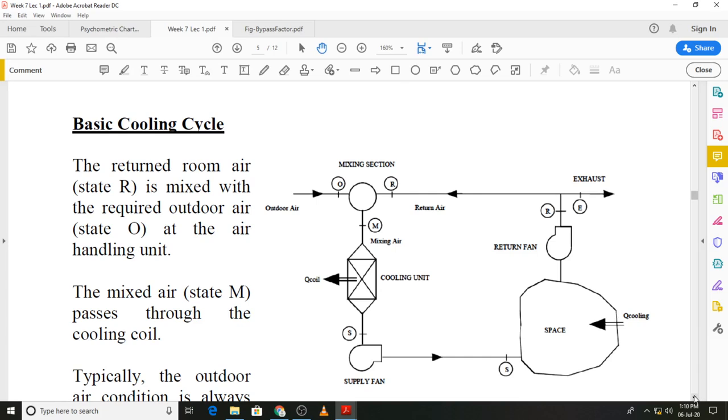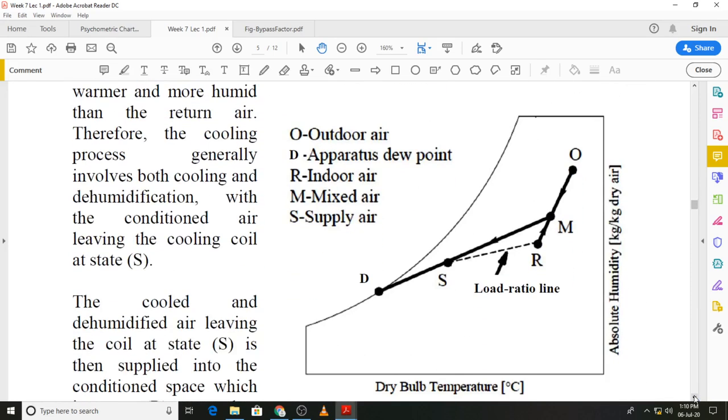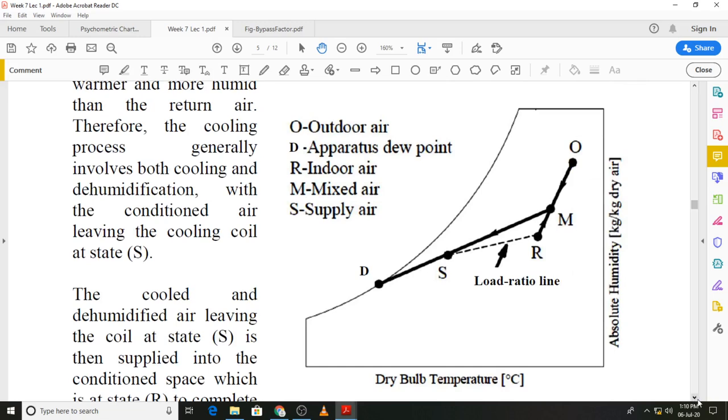Okay. And as we did before, we can then represent this on the psychrometric diagram, and you can see again we have shown those processes over here which combined together form the cooling cycle. If you look at the outside air, it's shown by state O, which is at a higher humidity ratio and a higher temperature than the desired state in the conditioned space, which is shown by the letter R.